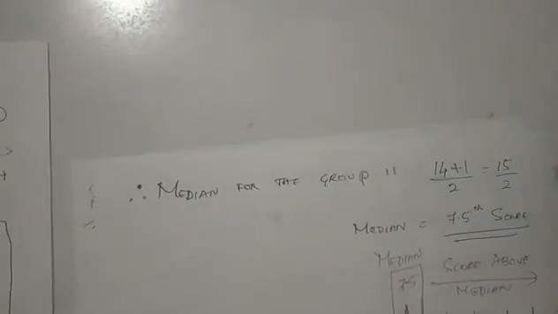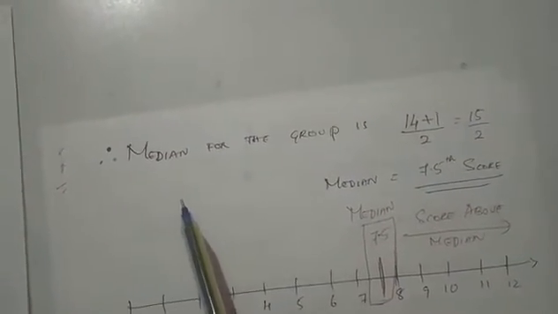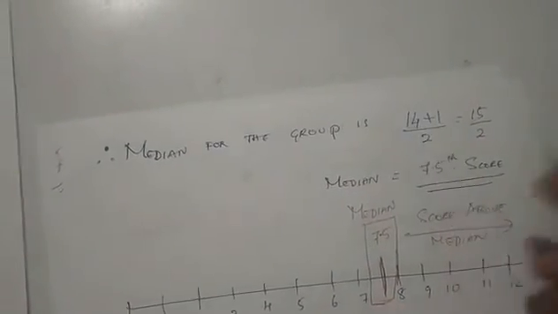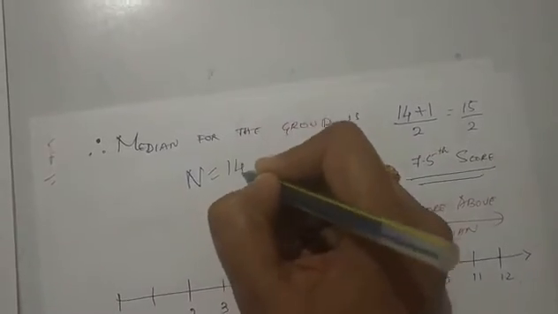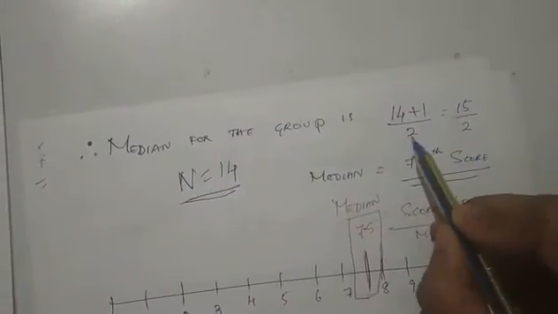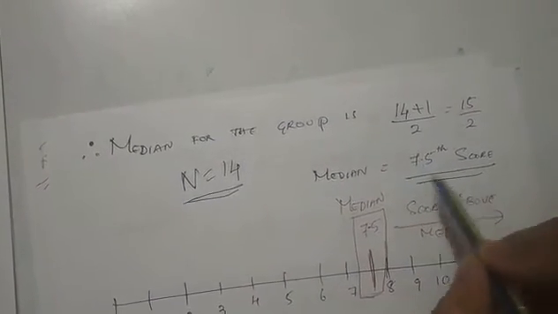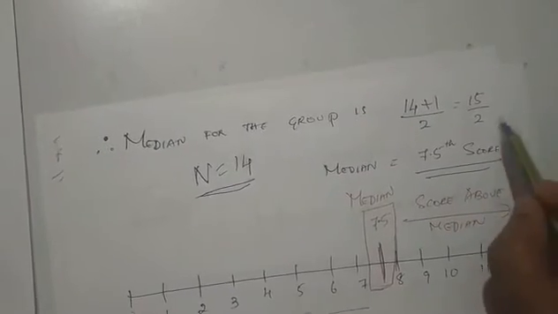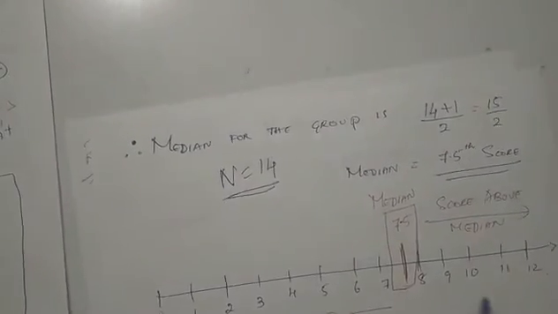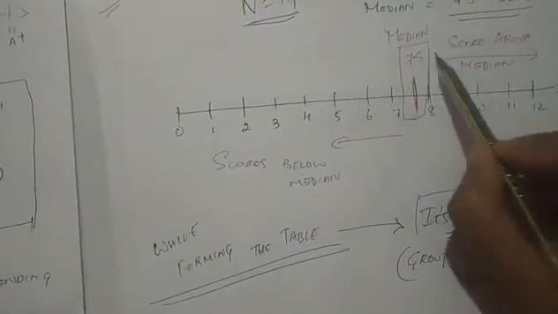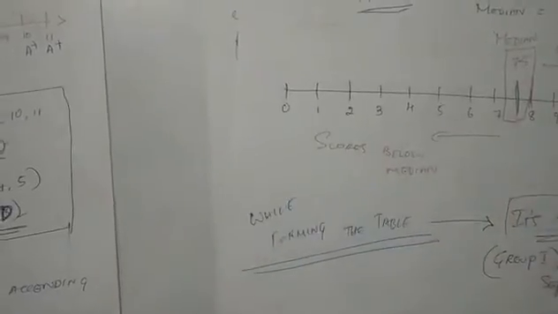By substituting the numericals in the formula given, that is median is equal to n plus 1 by 2, we have found n is 14. n plus 1 divided by 2 is 15 by 2, so the median is 7.5. As per the number line it is 7.5. Any score that is above the median is a score above the median, and any score that is below the median is on your left hand side.